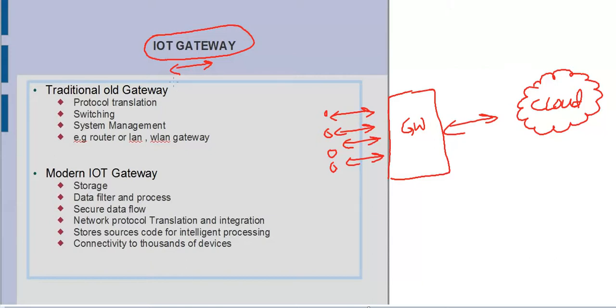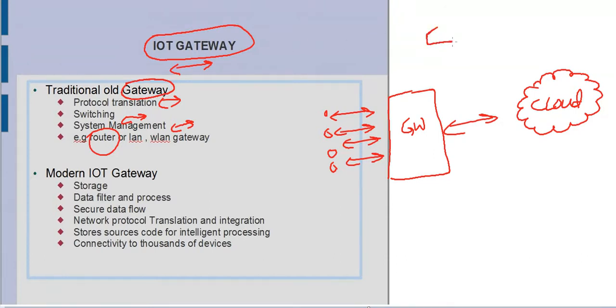So why do we use the term gateway? The term gateway is actually very familiar to us from history. We have been using the gateway term for any kind of devices that were doing protocol translation. Protocol translation means converting one networking protocol to another protocol, or switching between the connected devices, computers or anything, and for system management. An example of a traditional old gateway is our router that we use for LAN and Wi-Fi connections.